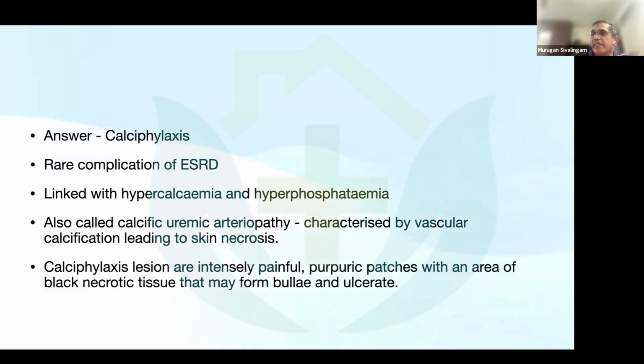Whereas in osteomalacia, it's not because of renal failure. It's purely because of vitamin D deficiency. And vitamin D is essential to absorb the calcium and phosphate from the gut.